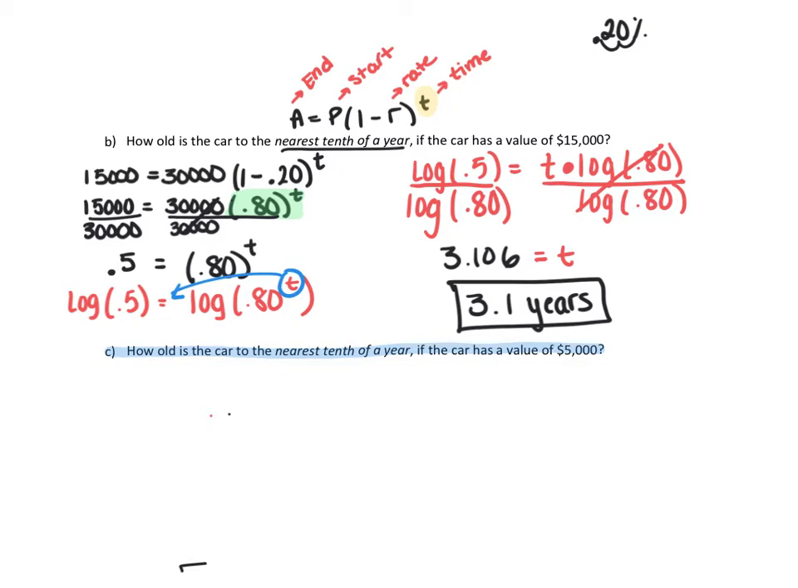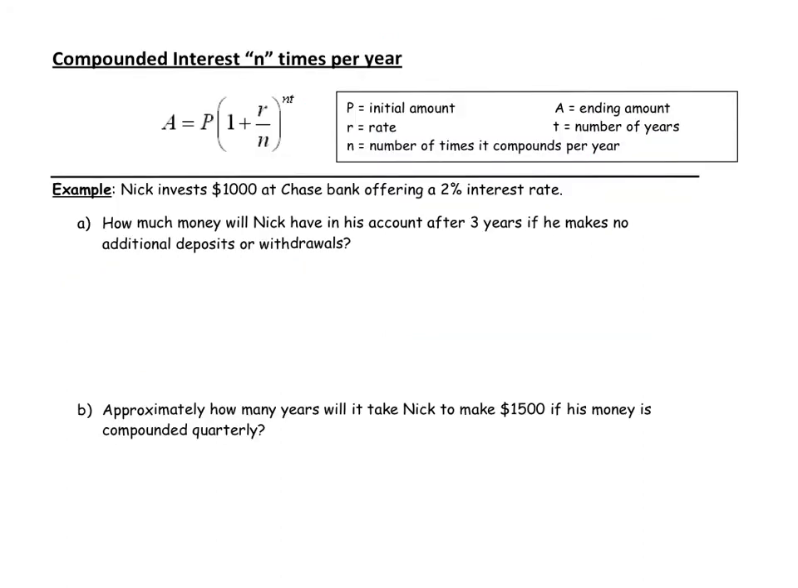All right. So I'd actually like you to try this one on your own, and then we will go over it in class tomorrow. All right, let's move on to the next example. Okay, so same example as before. Now we're using the compounded formula for compounds other than annually. We did part A already, so we're talking about Nick investing $1,000 at Chase offering a 2% interest.